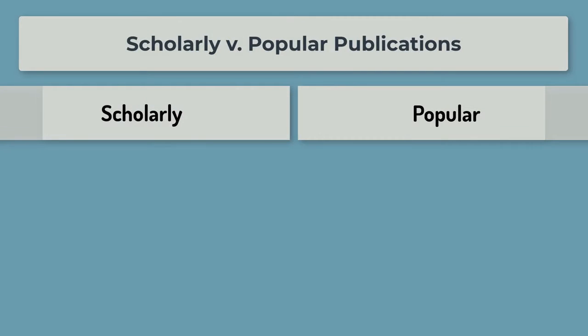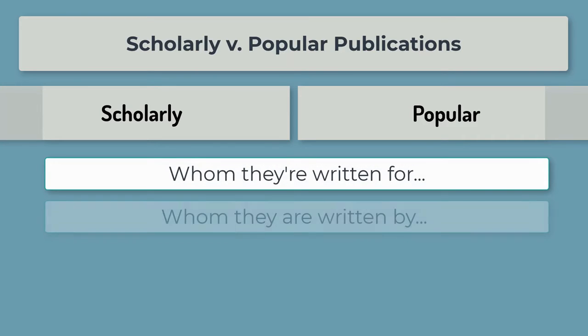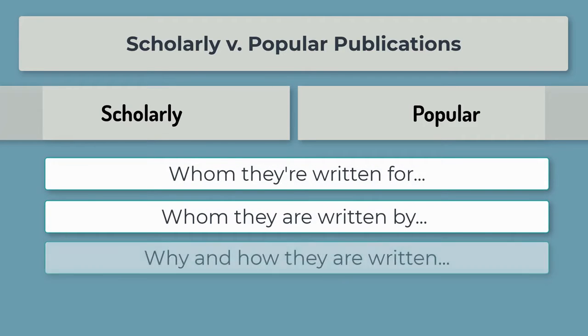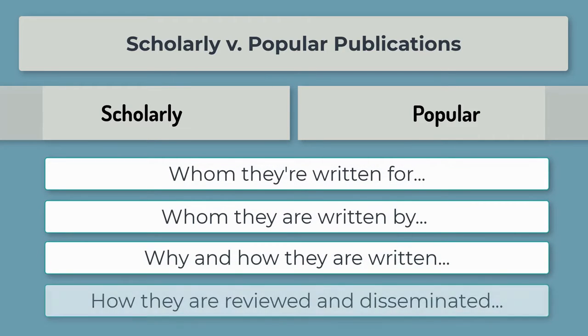These publications differ in a number of ways, including who they're written for, who they're written by, why they're written, how they are reviewed prior to publication, and how they're disseminated.